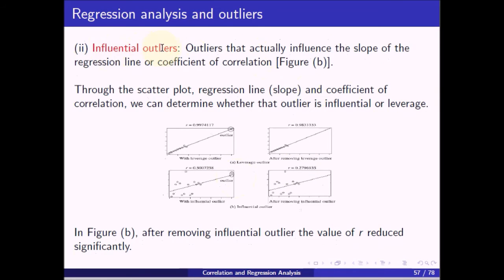Now, influential outliers: outliers that actually influence the slope of the regression line or the coefficient of correlation. Through the scatter plot, regression line and coefficient of correlation, we can determine whether that outlier is influential or leverage. Now, figure B: after removing the influential outlier, the value of R reduced significantly. Initially it is 0.5, but if you remove that particular outlier, now the value of R is what? 0.2796.